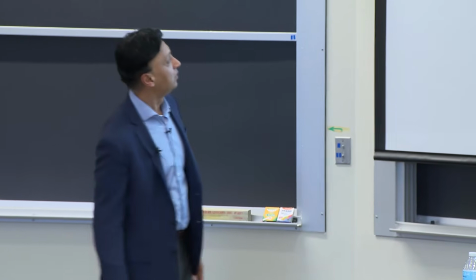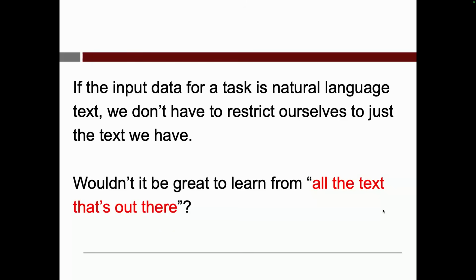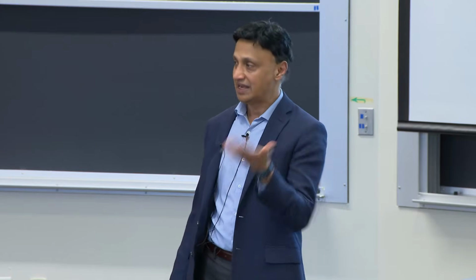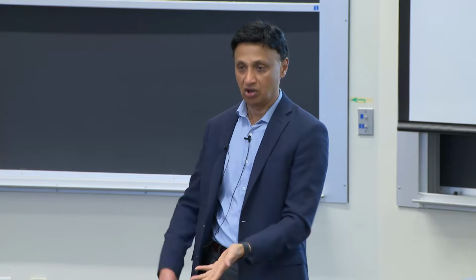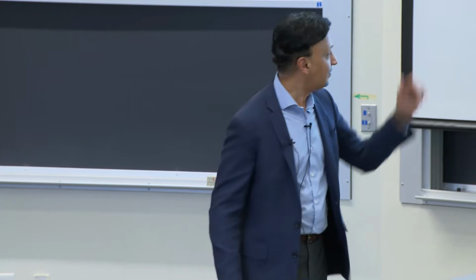Now if the input data for a task is natural language text, we don't have to restrict ourselves to only the input training data we have. Would it be great to learn from all the text that's out there? For example, to go back to that call center thing, let's say the email is coming in English. The ability to take that English email and route it to one of 10 departments, you shouldn't have to learn English just for your call center application. You should learn English generally and use it for other things. So why can't we just learn from all the text that's out there? And that brings us to something called self-supervised learning.